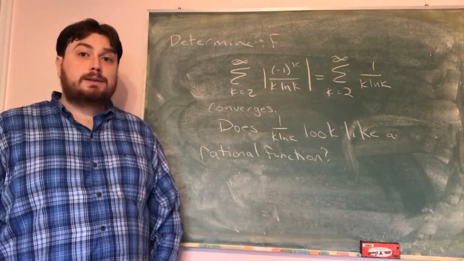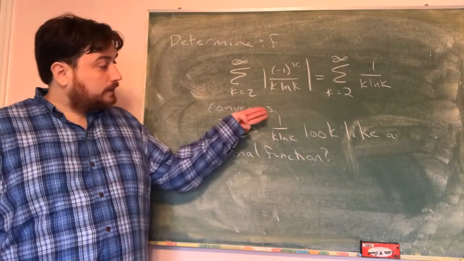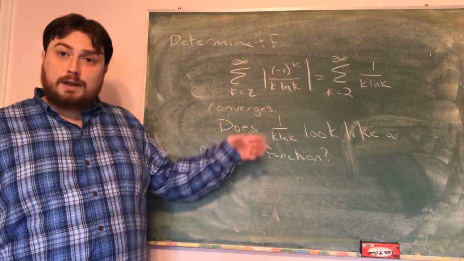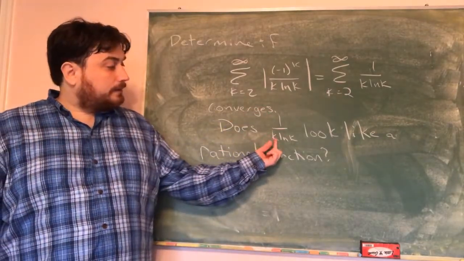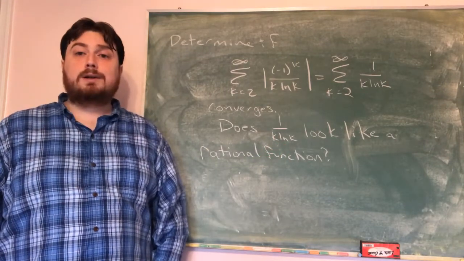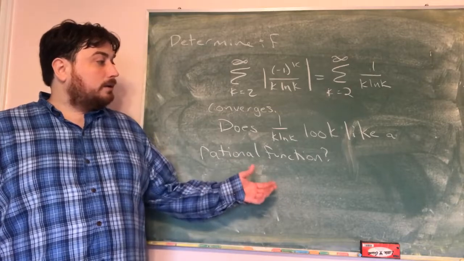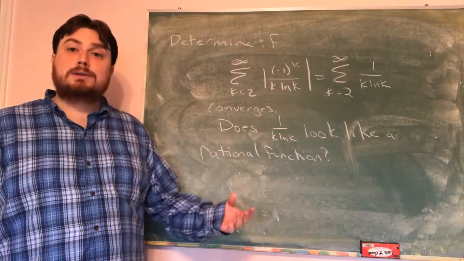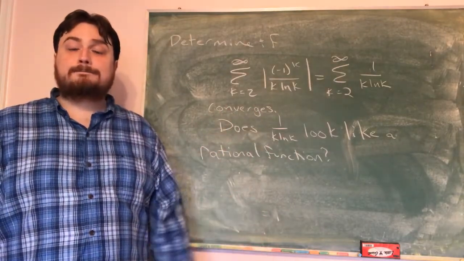Now in this case, I would say that yeah, it does look like a rational function. It looks like we got a function over a function, and it's not quite rational because it's not just polynomials on top and bottom. We do have a natural log in there, but it does look like we have some type of rational function, so I'm going to say yes to this one.